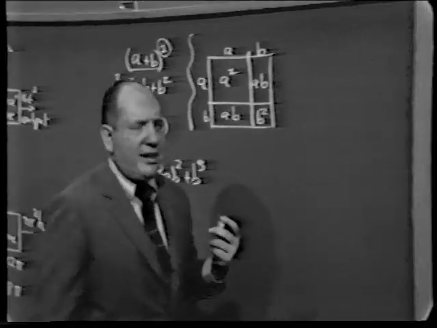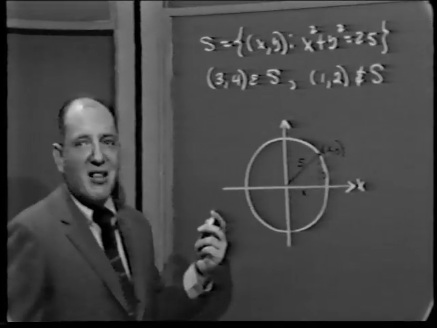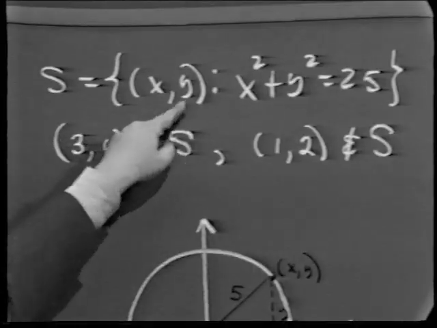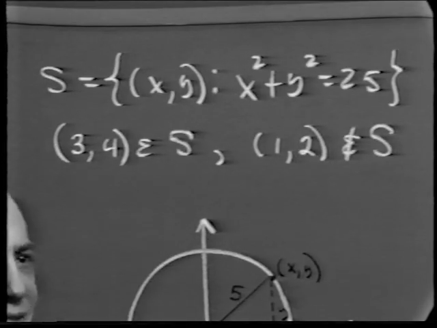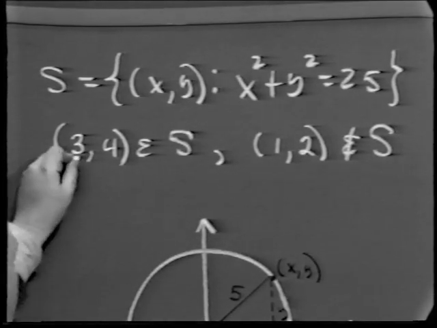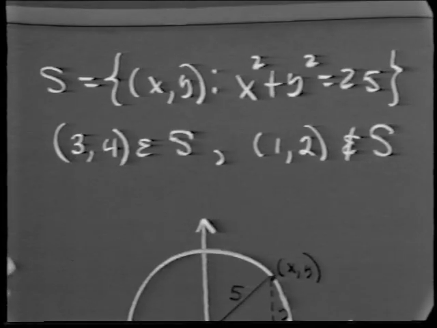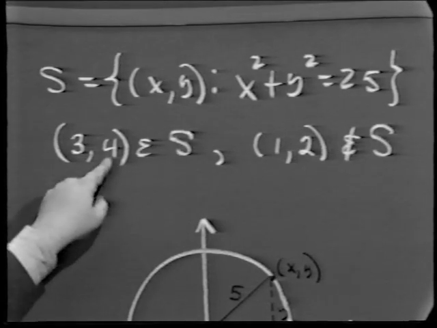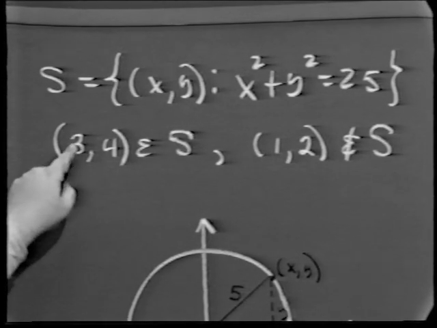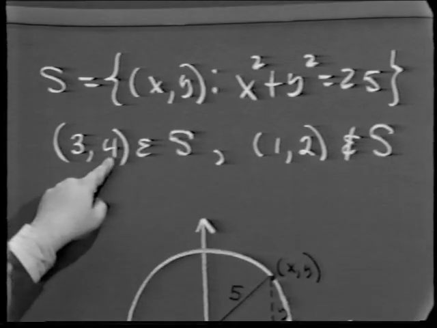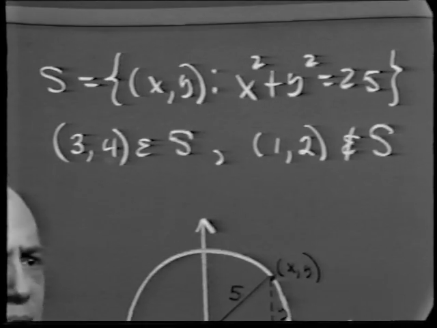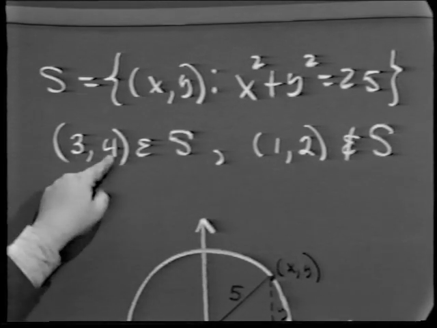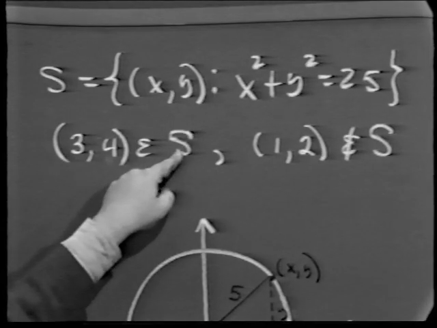Let's look at the following set. That also should review our language of sets for us. Let S be the set of all ordered pairs x comma y such that x squared plus y squared equals 25. Question: does the ordered pair 3 comma 4 belong to S? Answer: yes. How do we know? Well, we have a test for membership. We're supposed to do what? Square each of the entries, each of the numbers, add them, and if the answer is 25, then that ordered pair belongs to S. 3 squared plus 4 squared is 25, so this pair belongs to S.